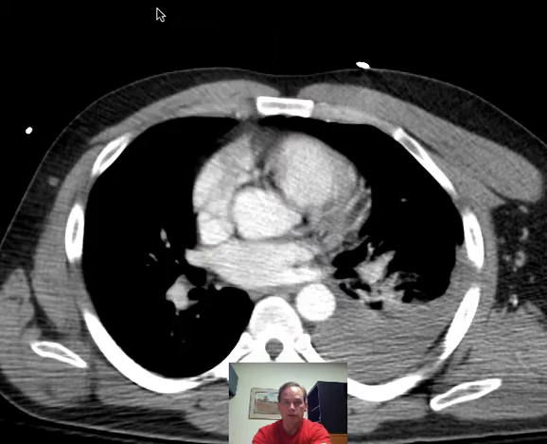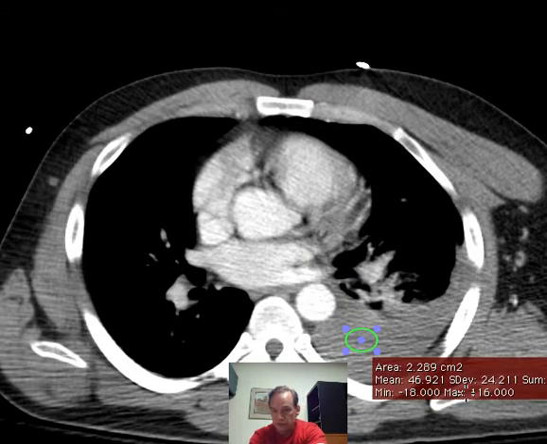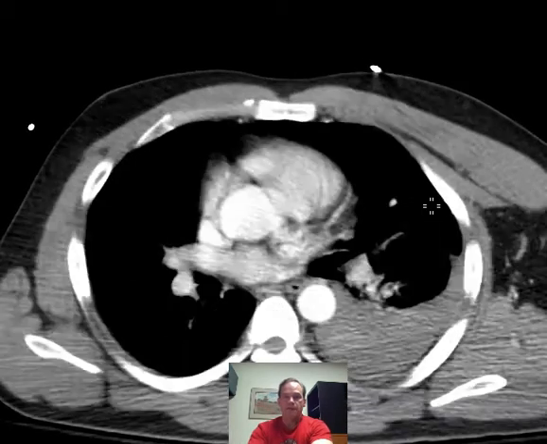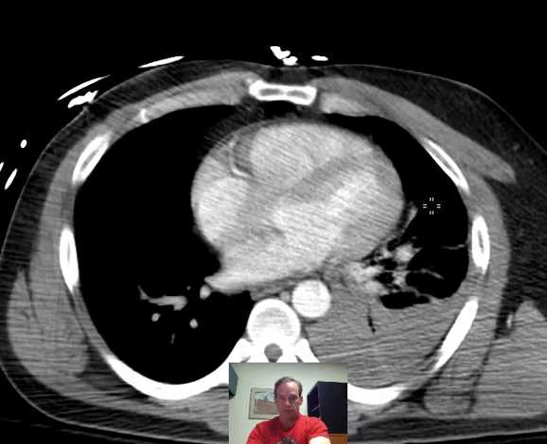Let's see if I can get a measurement of the attenuation there. 46, so blood is usually 30, 35 at least, and often higher. So 46 is clearly blood and definitely not just a serous fluid. Okay, and let's see what else we have going on here.